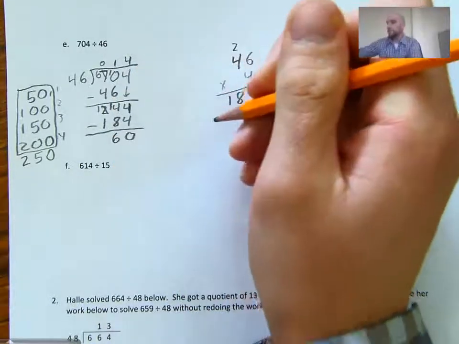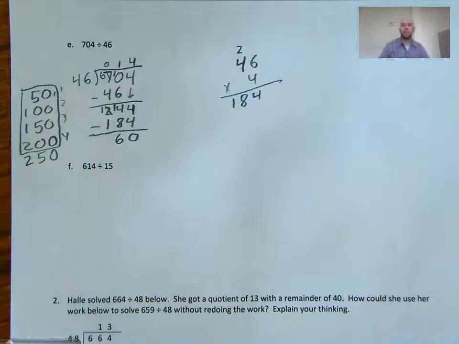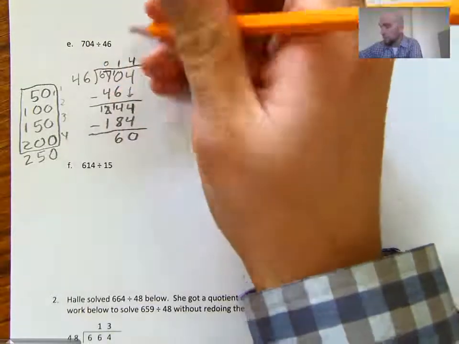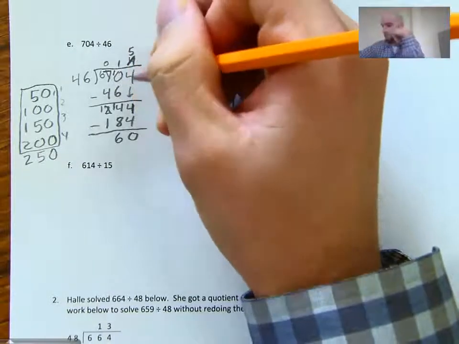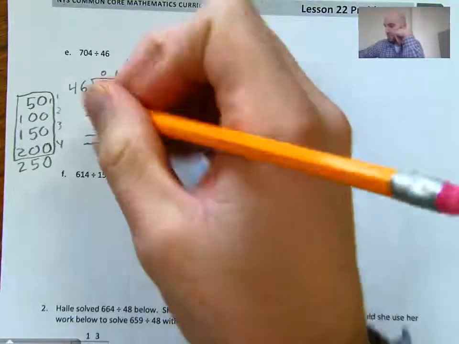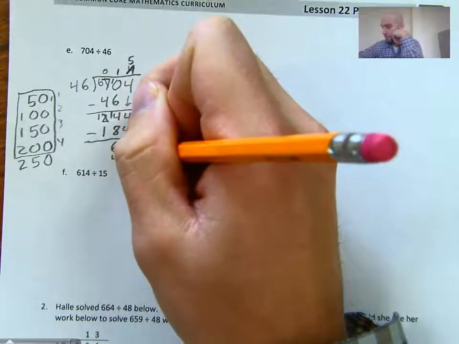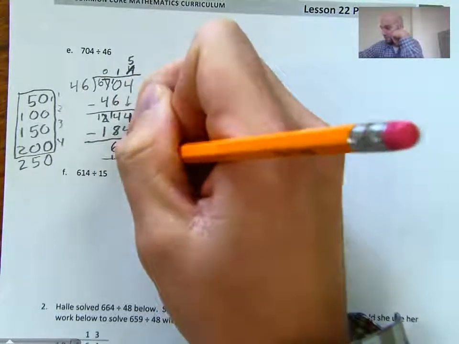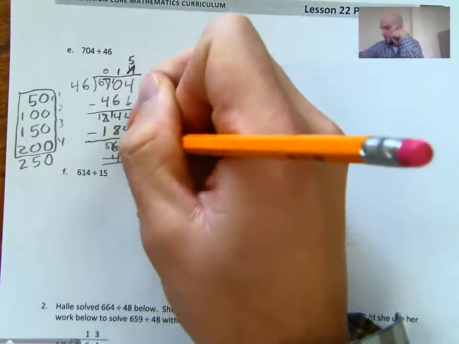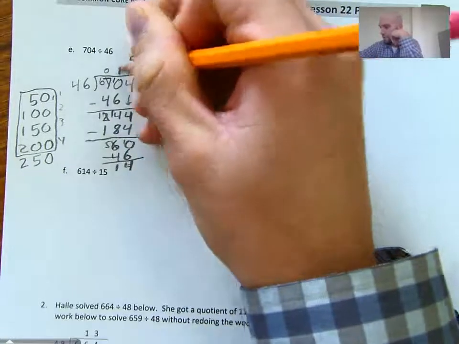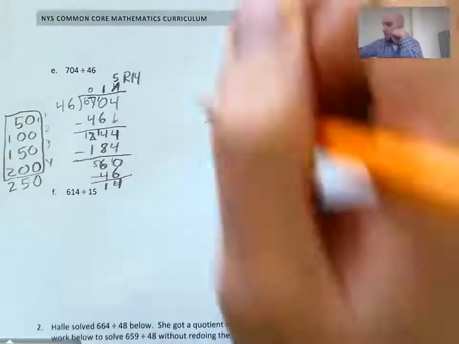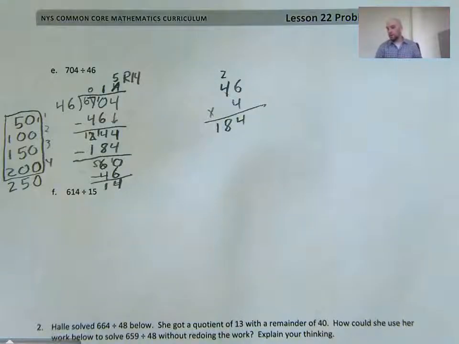And we get 60. So our remainder is not going to be 60, obviously, because 60 is larger than 46. So 46 can go in one more time. I'm going to cross out my 4 here, and I'm going to put a 5. So I can subtract out 46. And I get 14. So I'll get 15, remainder 14.